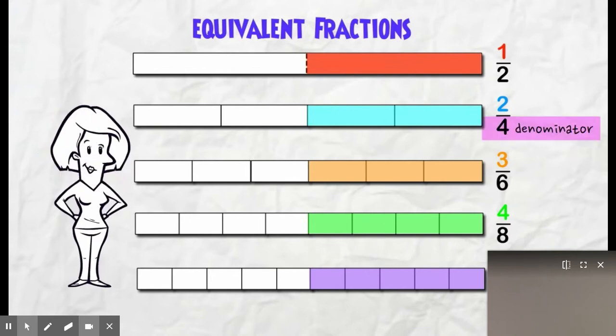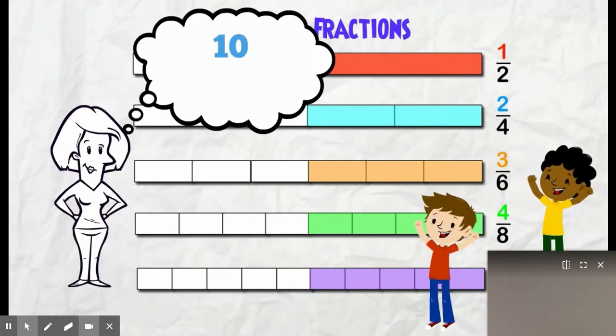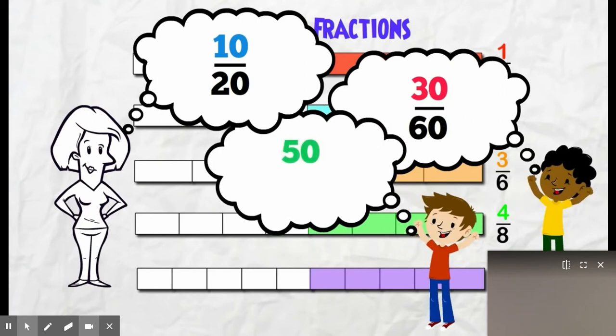Notice that the denominator is 2 times its numerator for all these equivalent fractions of 1/2. And you could easily think of some more like this without using fraction strips. 10 over 20, 30 over 60, 50 over 100.